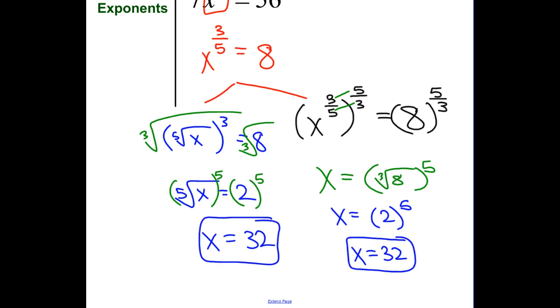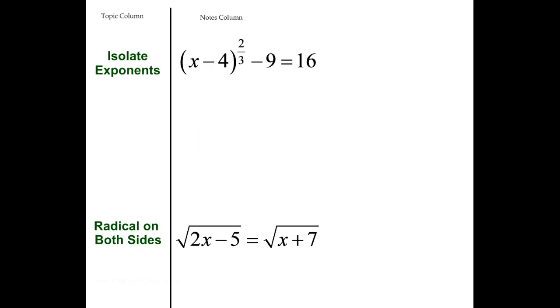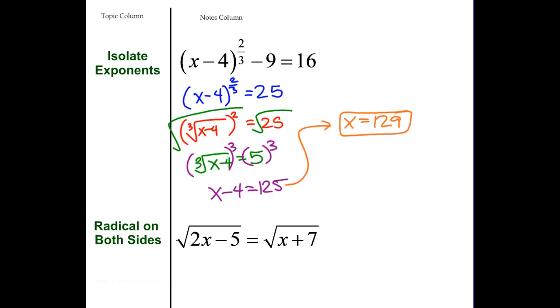Choose which way you like better, do it that way. All right, that top problem, we'll let you guys try that one first. I'm going to put the answers up here quick, so make sure you check your work. All right, here's what I got for my answer. Notice that every step I took, I changed the color. So if you look at the steps, they're in different colors so you can tell where it goes.